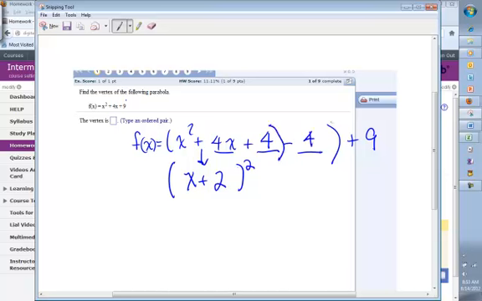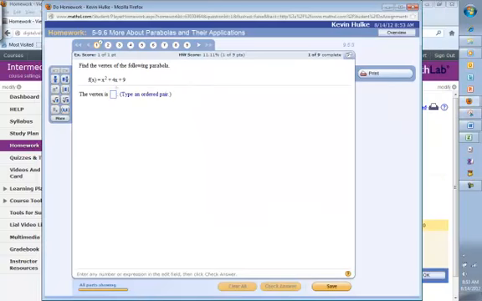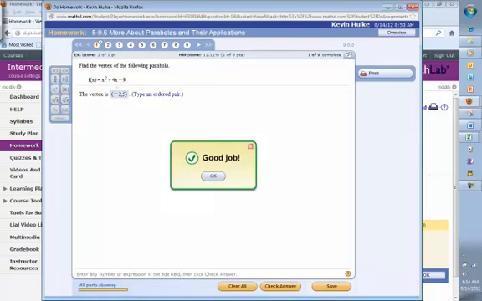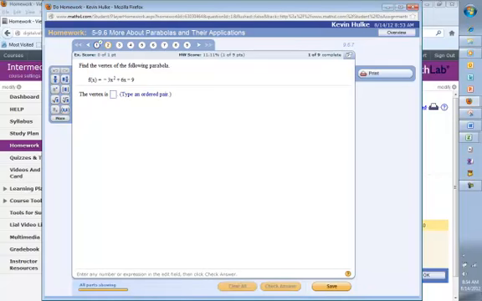Now switch where the parentheses are. And so -4 plus 9 is 5. The vertex of this one: this number is connected to x, so we change the sign that's connected to the x, and we leave the other number alone, so it's -2 and 5. Parentheses, -2, 5. Number 2.